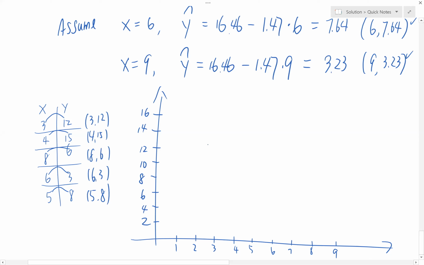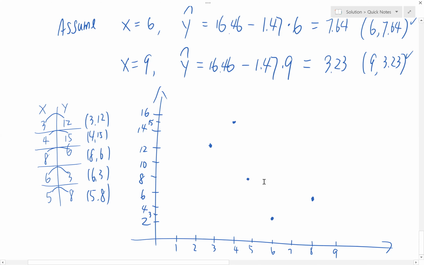It's 3, 12 goes here. And 4, 15 goes right in the middle here. And then 6, 3 goes here. And the last ordered pair is 5, 8, just like the other one we have.